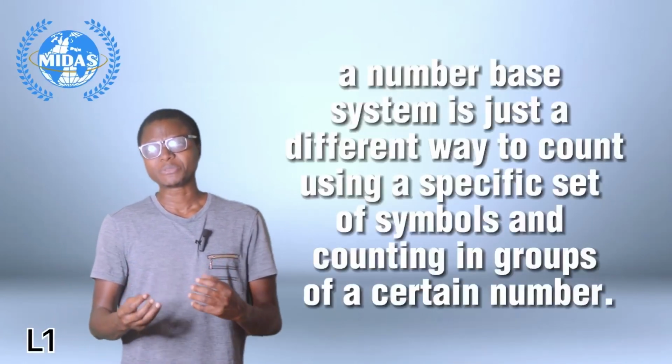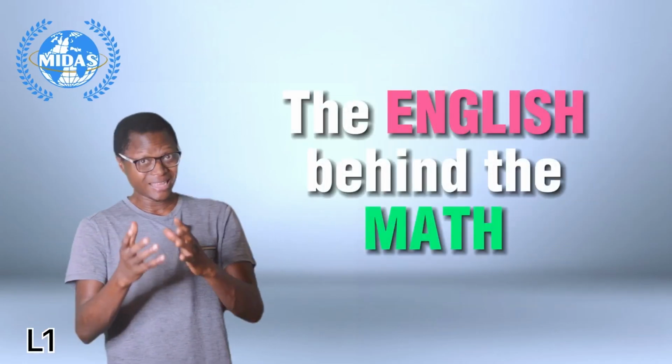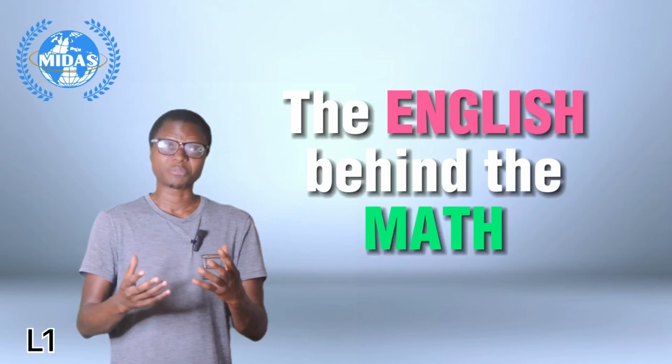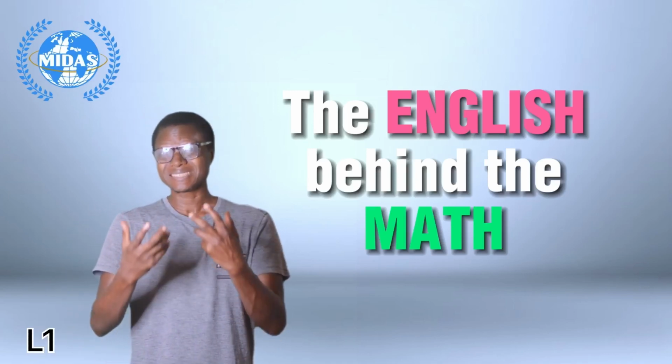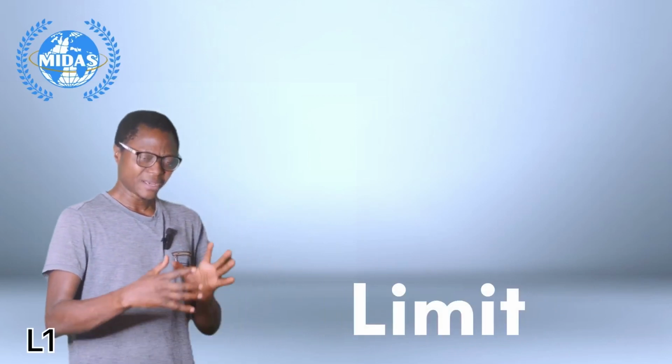In order for you to be able to know how to calculate or understand maths, you need to understand the English behind the maths. So now I'm going to explain to you what the number base system means generally. Think about a base system as a limit, which means you have a particular limit to be able to express something. You have limited tools, in this case limited digits, to be able to express anything.